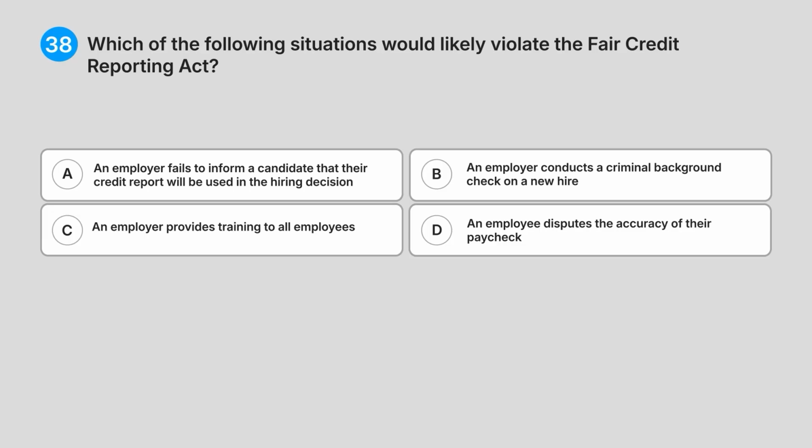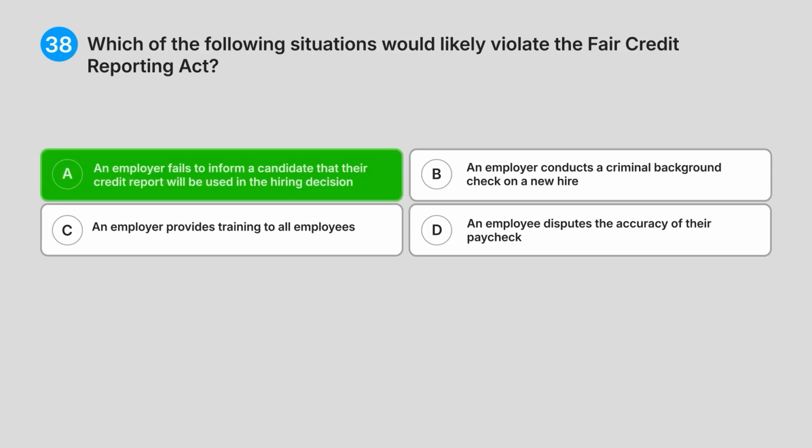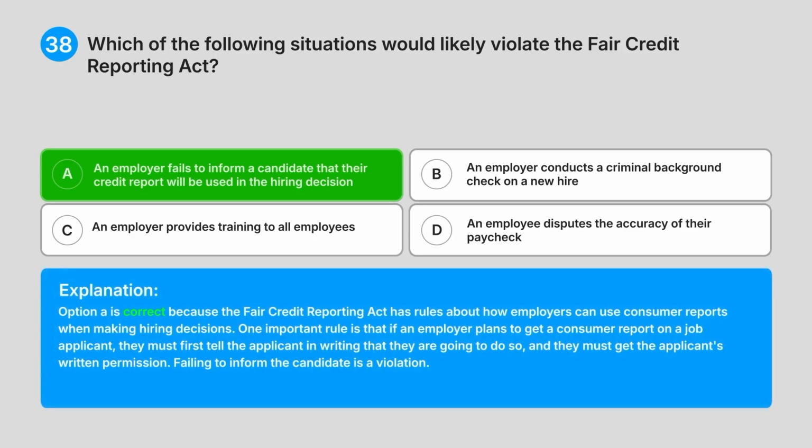Correct answer, A. An employer fails to inform a candidate that their credit report will be used in the hiring decision. Explanation. Option A is correct because the Fair Credit Reporting Act has rules about how employers can use consumer reports when making hiring decisions. One important rule is that if an employer plans to get a consumer report on a job applicant, they must first tell the applicant in writing that they are going to do so, and they must get the applicant's written permission. Failing to inform the candidate is a violation.